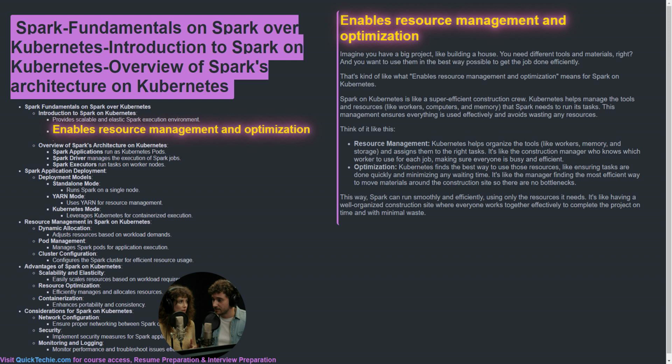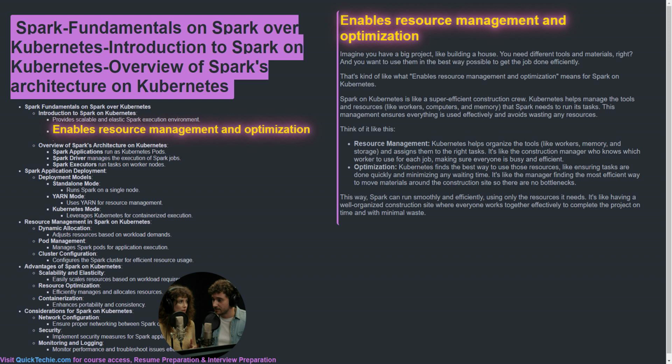Enables resource management and optimization. Imagine you have a big project like building a house. You need different tools and materials, right? And you want to use them in the best way possible to get the job done efficiently. That's kind of like what enables resource management and optimization means for Spark on Kubernetes.